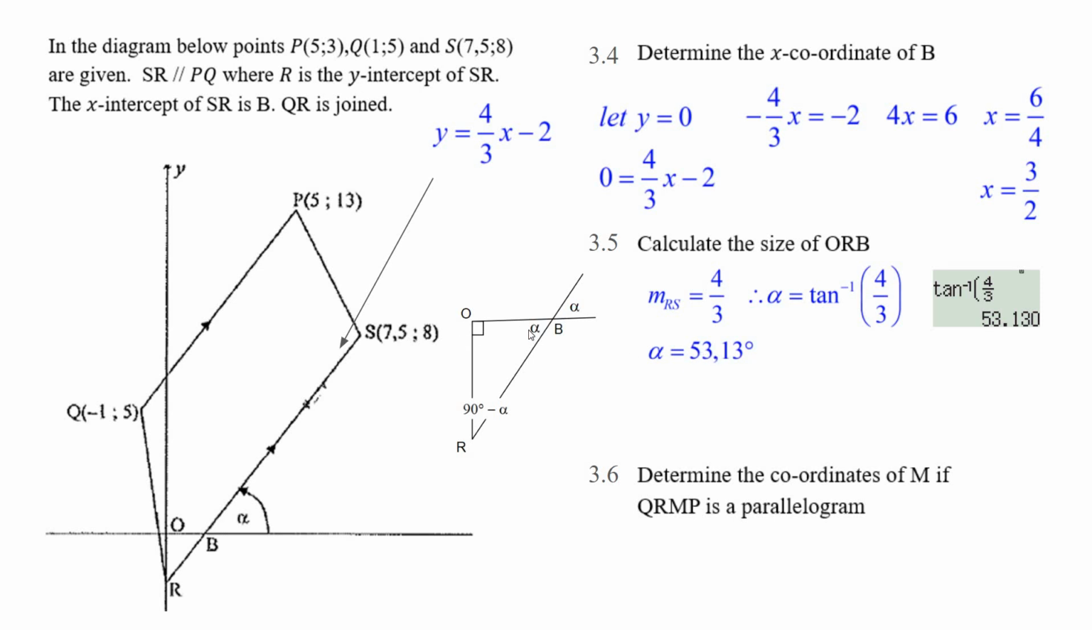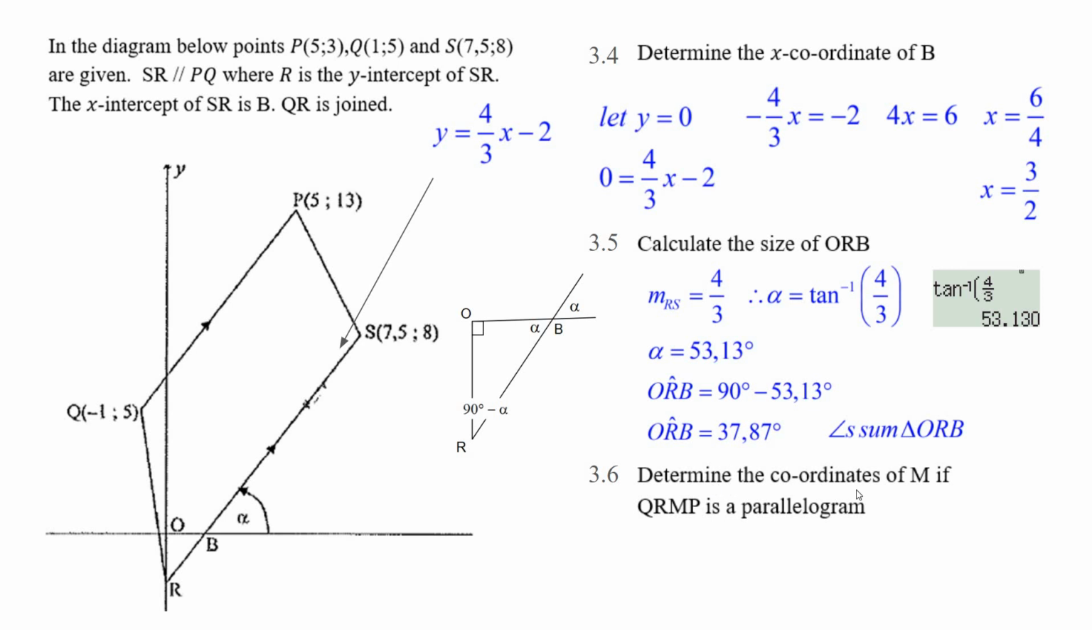Well, that's the same as the angle on the other side. 90 minus 53.13 is what angle ORB must be. It must be 37.87 degrees, and it's really about the angles in this triangle having to add up to 180. That's why I know it's 37.87.